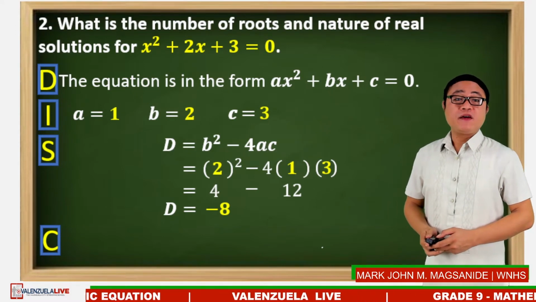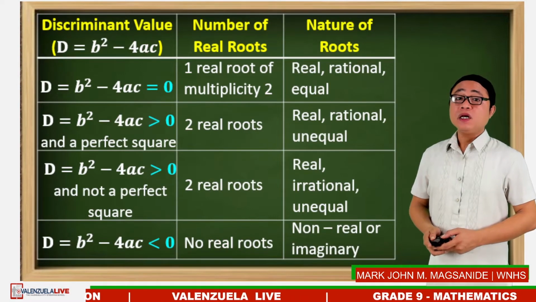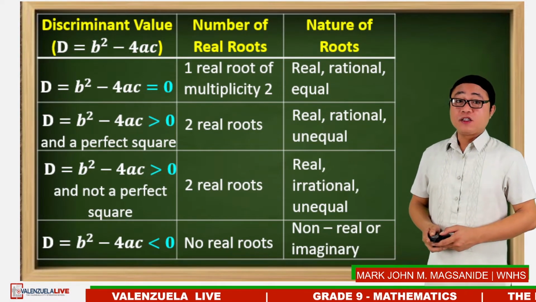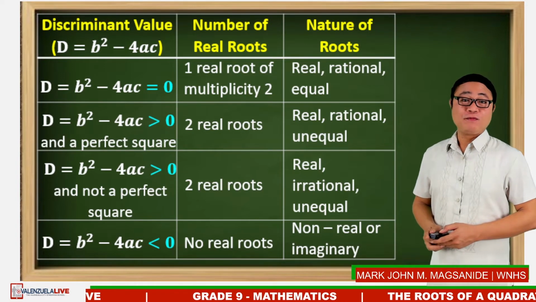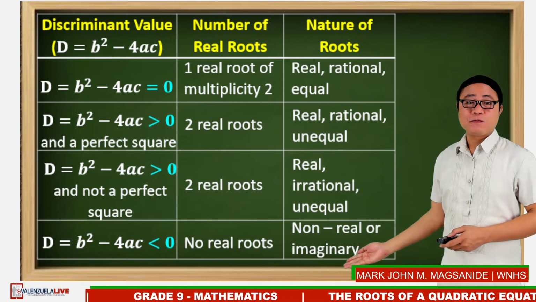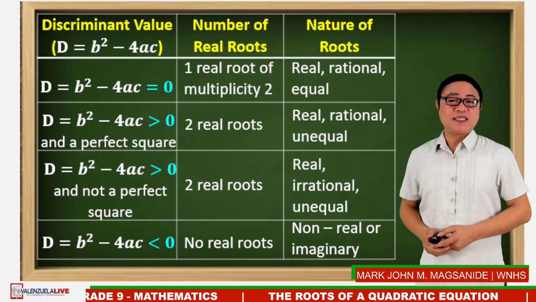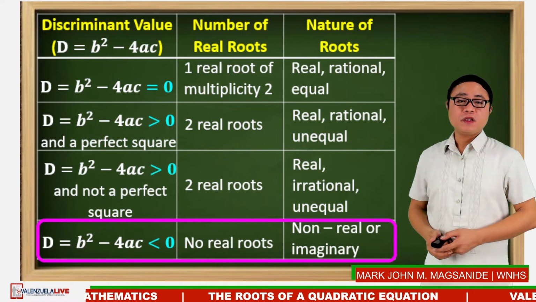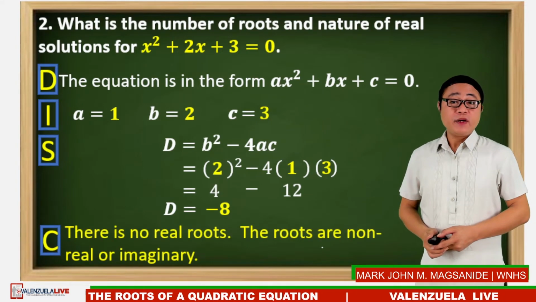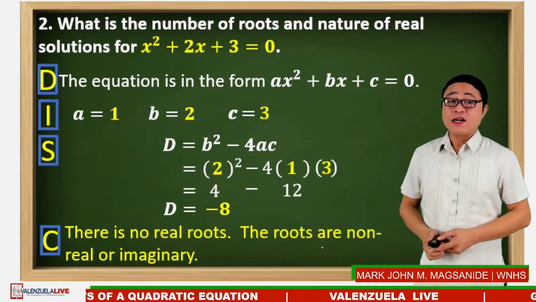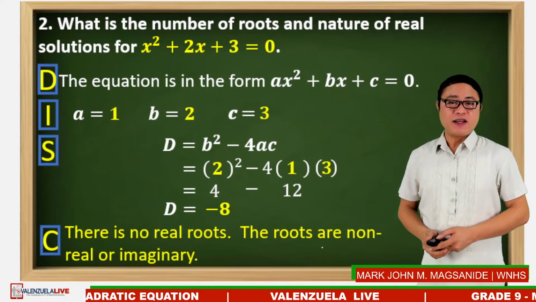So we're looking for the value of d that is negative. That value of d is in the fourth row. Going back to our example 2, the answer is that there are no real roots and the roots are non-real or imaginary.